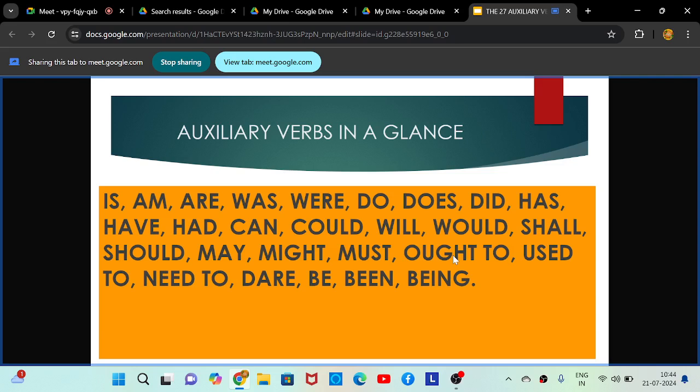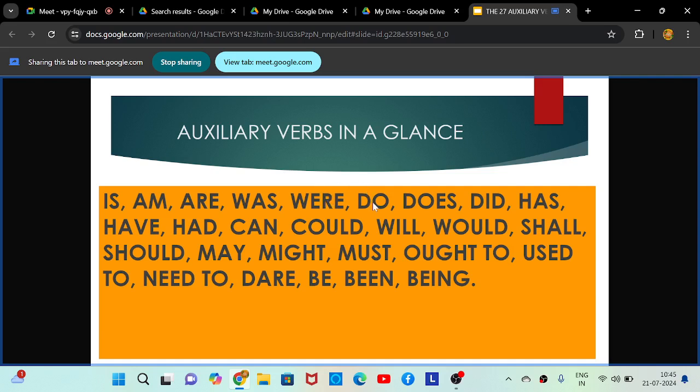Okay, so here you can see the first five verbs. You can write it if you are having a notebook. Is, am, are, was, were. These five verbs are called be form verbs. From is till were, it is called be form verbs. Is, am, are, was, were are called be form verbs.